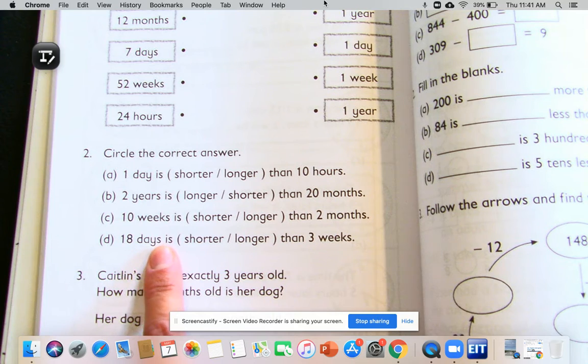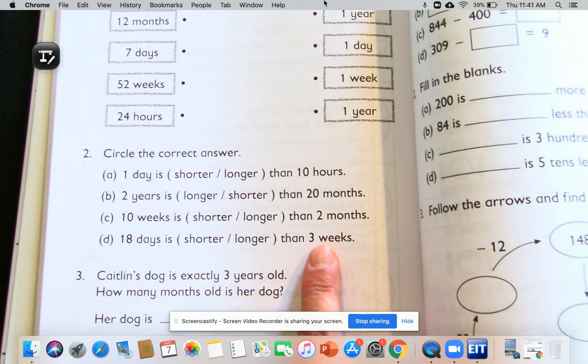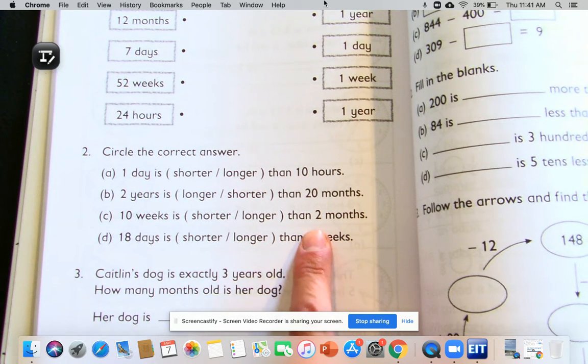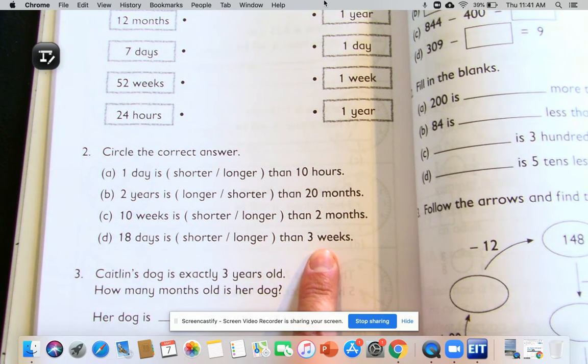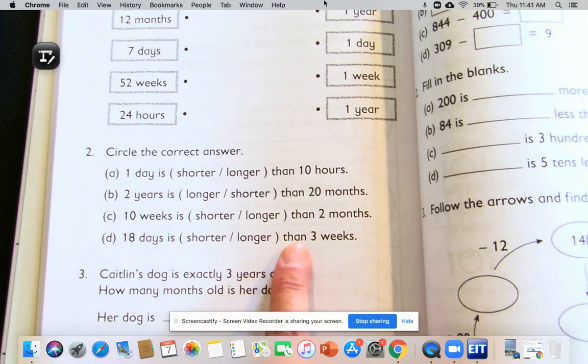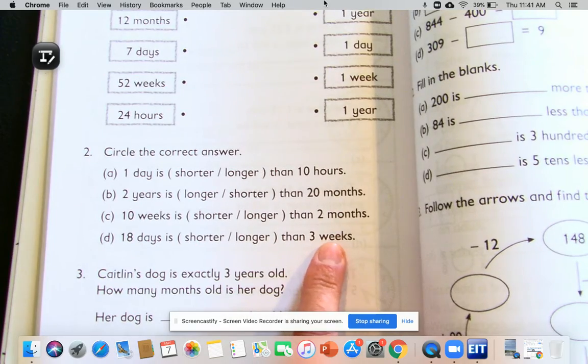All right, and 18 days is shorter or longer than 3 weeks. And we know that there are 7 days in a week. 7 times 3, 21 days. So 18 days would be shorter than 21 days. So 3 weeks is 21 days.